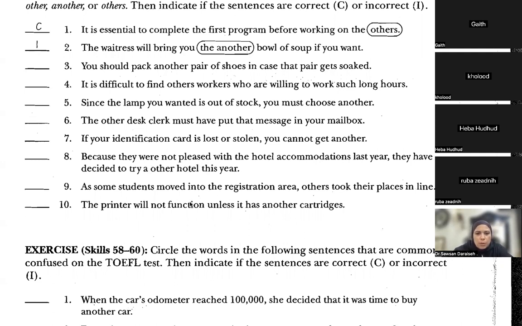Nine, Dr. Ruba, and then Dr. Hiba. And then we're going to go back to 1 and 2, and listen to what you have to say about them. Yes. As some students moved into the registration area, others took their places in line. True. Correct. 100%. Thank you so much.